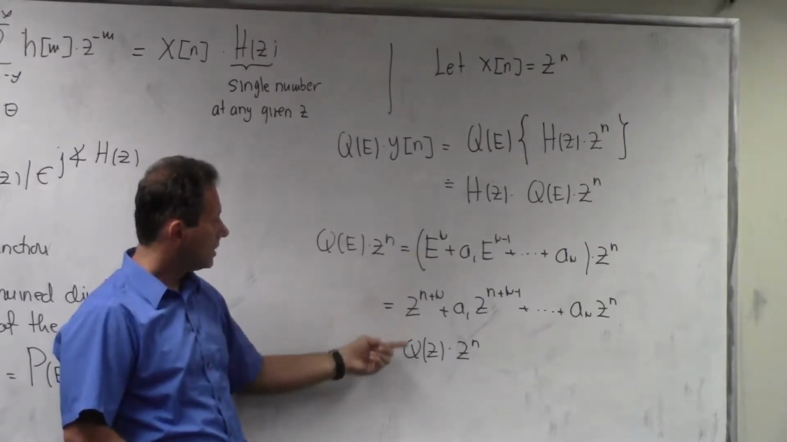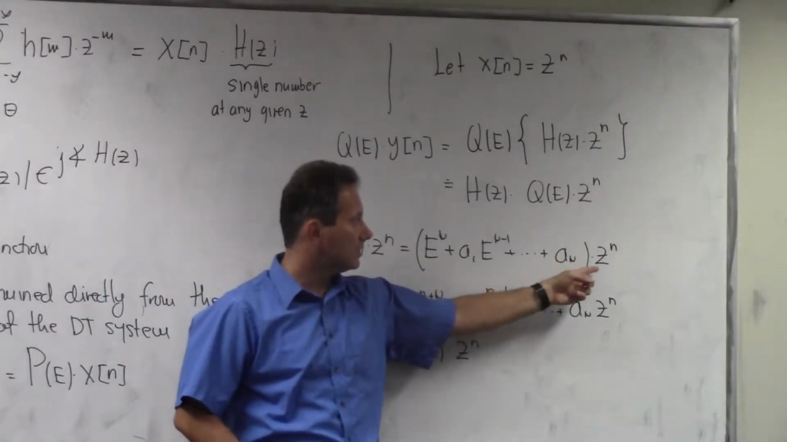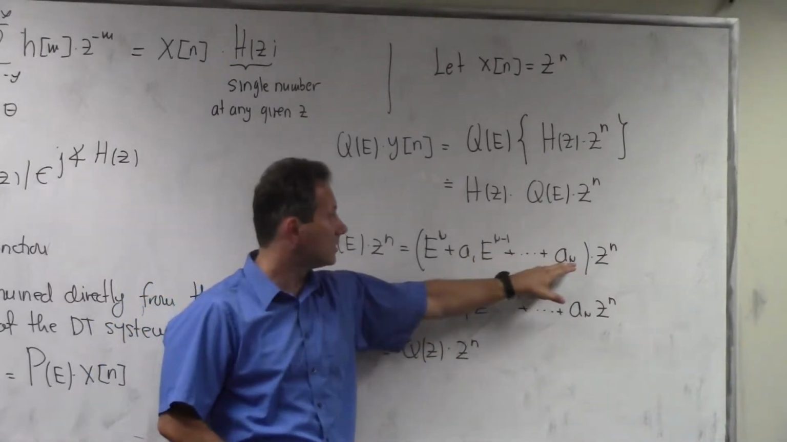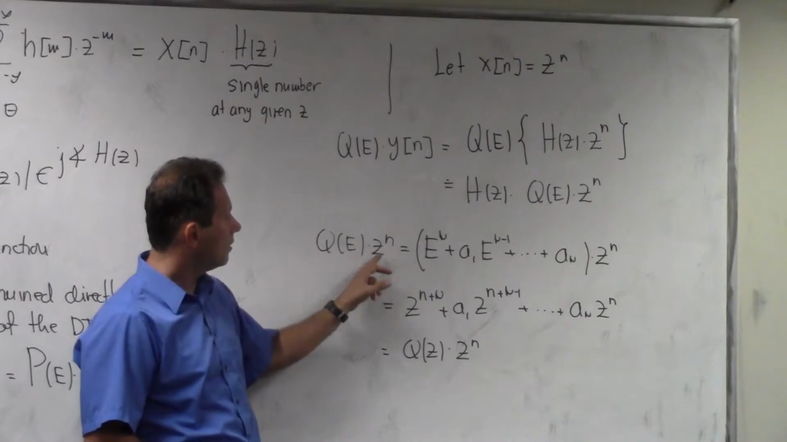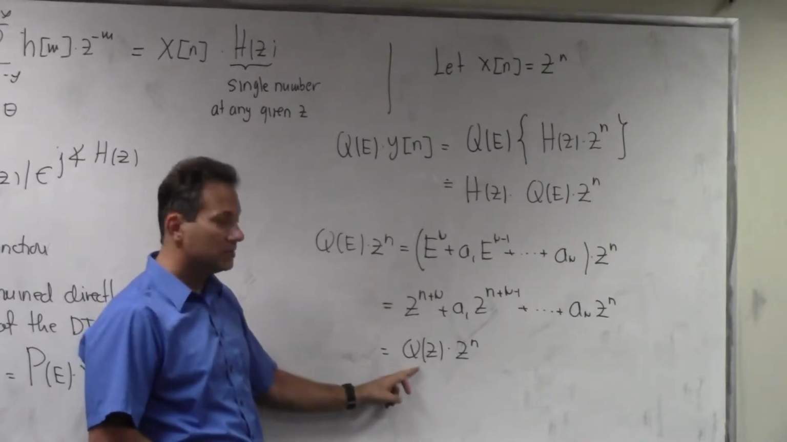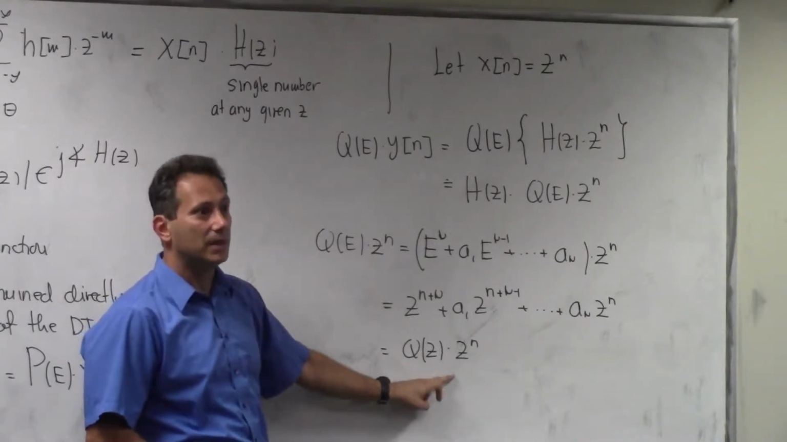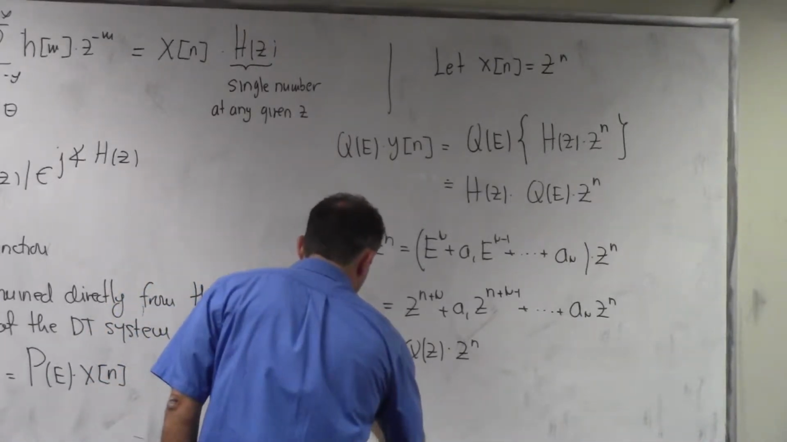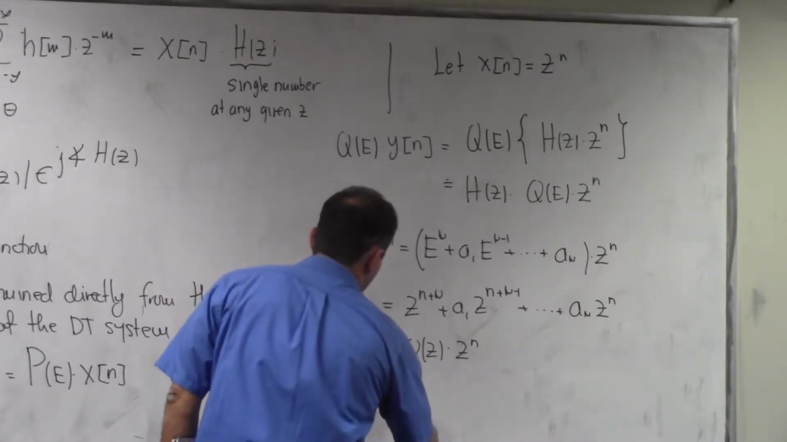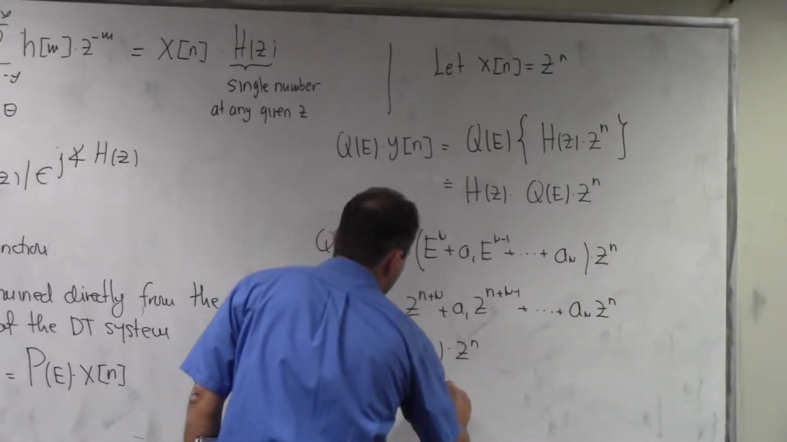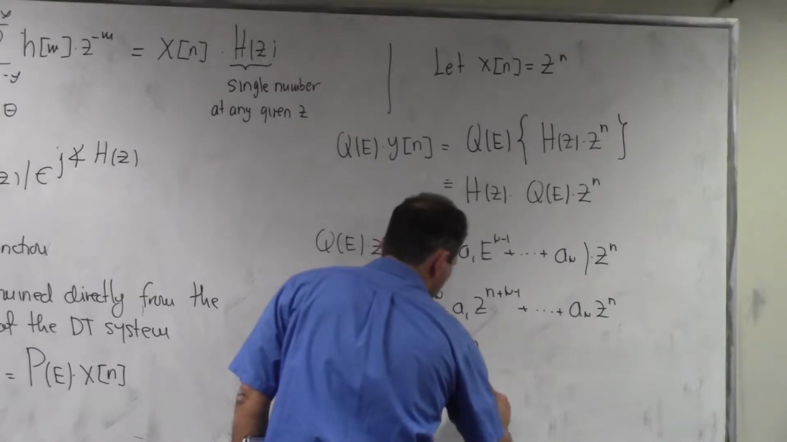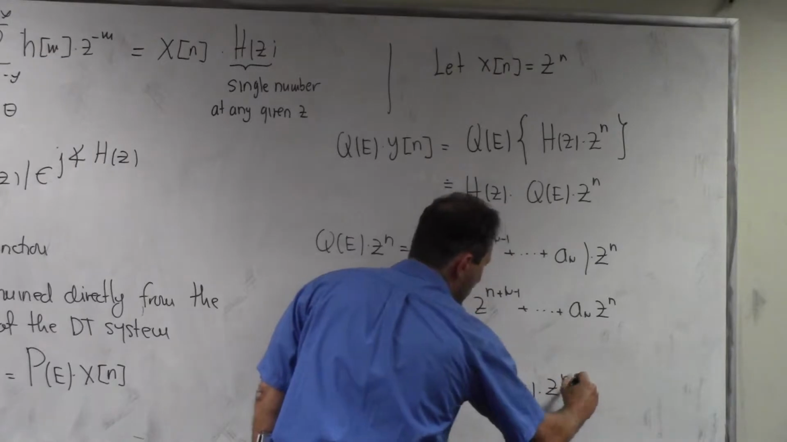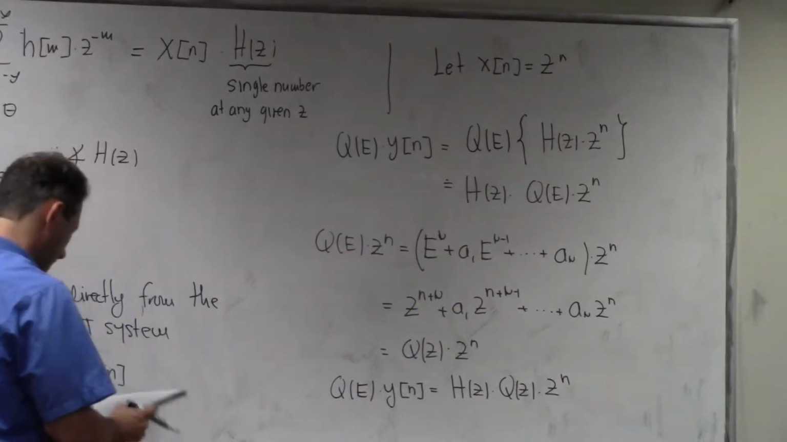It just says you have to execute these delays or derivatives, right? But once you do them, you realize that in the special case where this is z to the n, this wouldn't work in any other case. It works for this special function. Then you realize that Q of E operating on z to the n is essentially this number Q of z multiplying z to the n. So we have a final result here that Q of E operating on y of n is going to be H of z times Q of z times z to the n. All right, so this is our left-hand side.